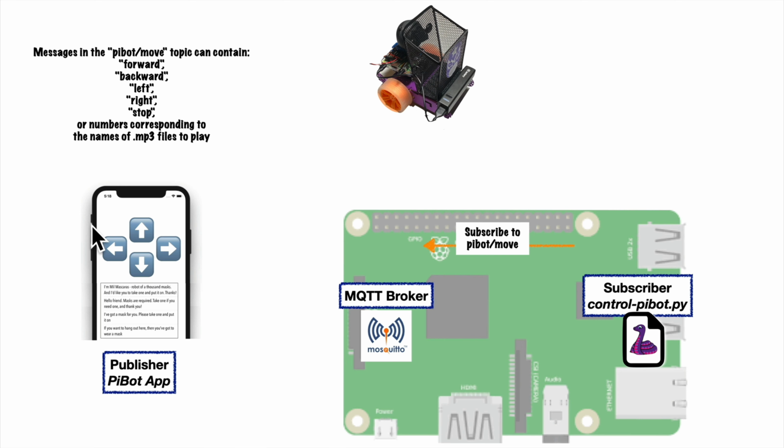So for example, if we put our finger down on the up button in the app, as soon as we do that, the app sends a Pybot Move topic message with the contents forward to the broker. Now, the broker looks to see who subscribed to Pybot Move. It sees the Python program is subscribed, so the broker sends this Pybot Move message on with the contents forward to the Python program. The program receives the message, it takes a look at its contents, and I've written the code so that when it sees the word forward, it will throttle the motors forward with a positive value.